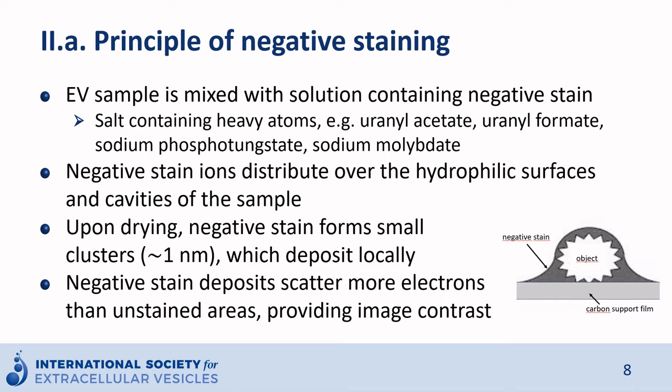Negative stain ions distribute over the hydrophilic surfaces and cavities present in the sample, and upon drying, negative stain will form small clusters of about 1 nanometer size, which deposit locally. These negative stain clusters, which contain heavy atoms, scatter electrons more than the surrounding unstained areas, which provides image contrast.